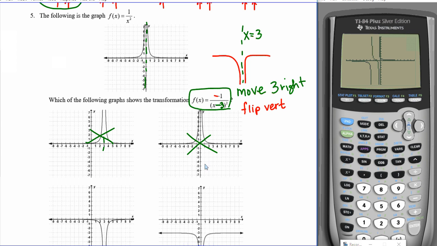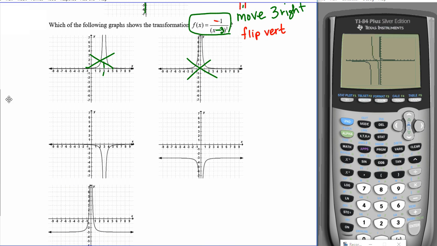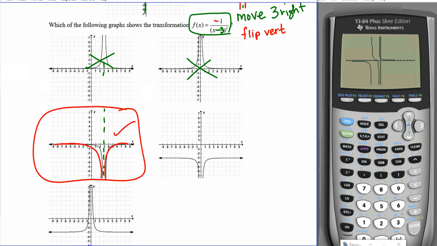This one they didn't do anything to. Let me scooch down, get some more in here. This one looks like it's moved 3 to the right, and it was flipped upside down. So that's good. Let's double check that none of these match as well. This one was moved down, so that's bad. This one was moved down and it was never flipped, so that's bad. It looks like this is our only answer. If you wanted to, you could also type this into your calculator and confirm that this was the graph that you wanted.